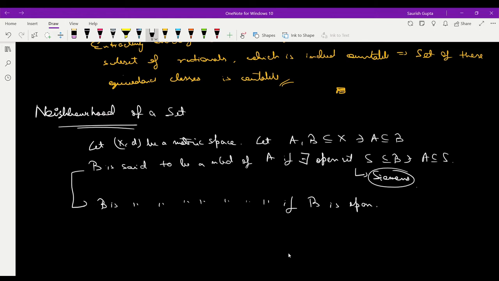Because if B is itself an open set, we can choose S to be B. As simple as that. Or we can arbitrarily say that A is contained in the interior of B. Whatever definition you may like. Clear?